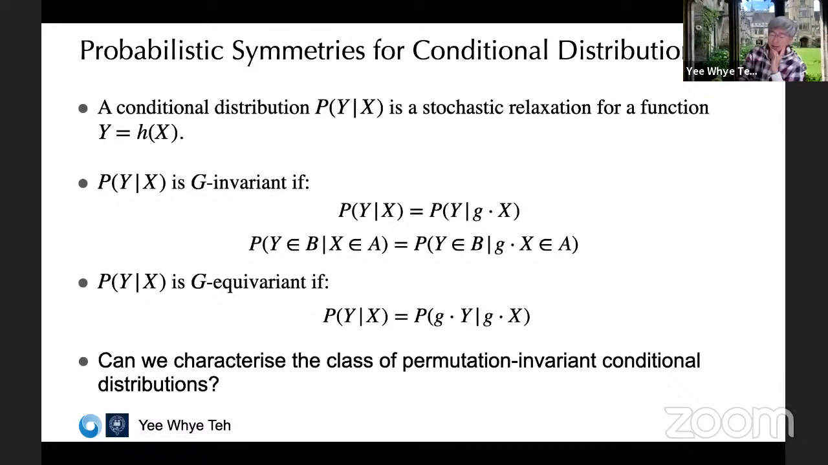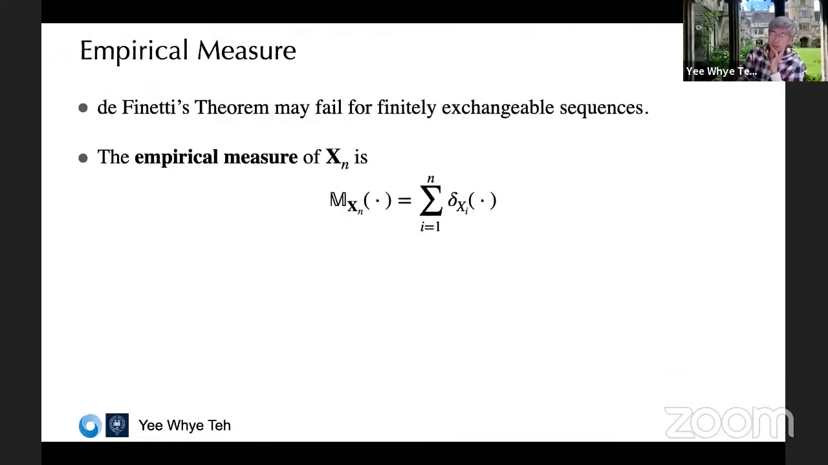And the question is, can we characterize the class of permutation invariant conditional distributions? It turns out that there's kind of an easy answer to this, and the answer is given by the following. There's an important property here called the empirical measure. Given the input sequence x1 to xn, the empirical measure is simply the sum over delta functions, one on each xi. And this is the empirical measure corresponding to our input sequence x1 to xn.